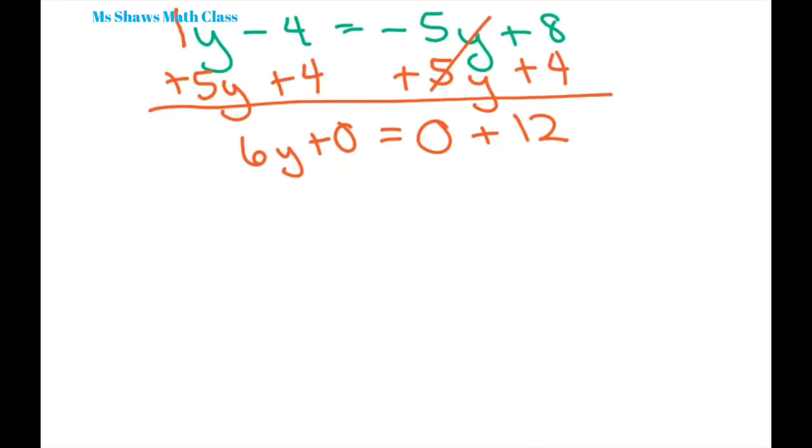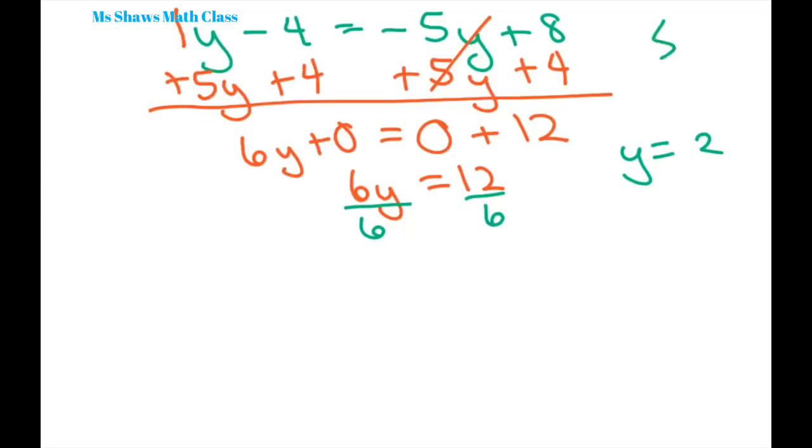The 0 property of arithmetic says this is going to be 6y equals 12. Now, do your division property of equality. Divide both sides by 6. So you get y equals 2. Our solution set, therefore, is 2.